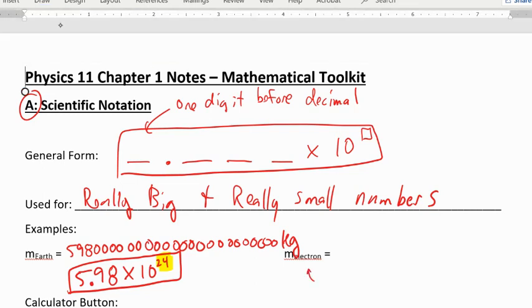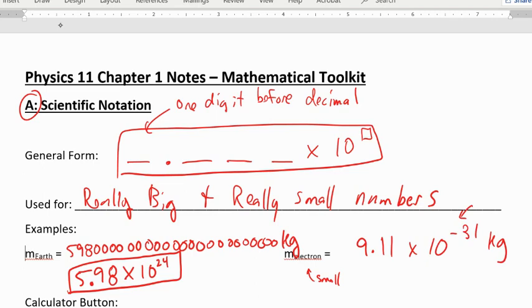The other example with this is the mass of an electron. This is going to be a really small number. The mass of an electron, as you can imagine, is tiny, and it's a constant number that we know and use in the world of science, and that number is 9.11 times 10 to the negative 31 kilograms. Now, we're writing really small numbers.